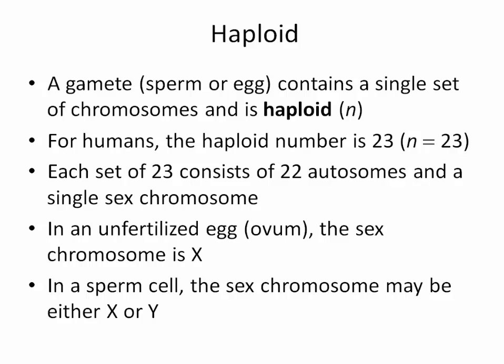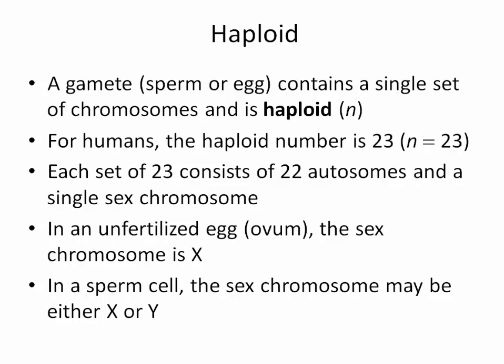Haploid. Now, what is considered the haploid number of chromosomes? Well, the gametes, which could be either the sperm or the egg, contain a single set of chromosomes, and they are called haploid. They just have the one N. For humans, the haploid number is 23. Each set of 23 consists of 22 autosomes and one single sex chromosome.